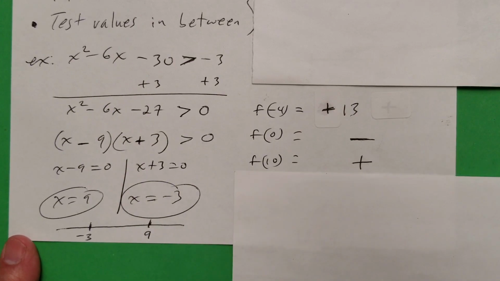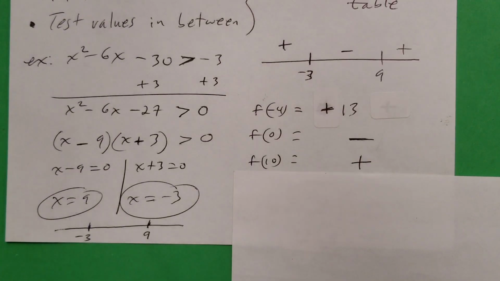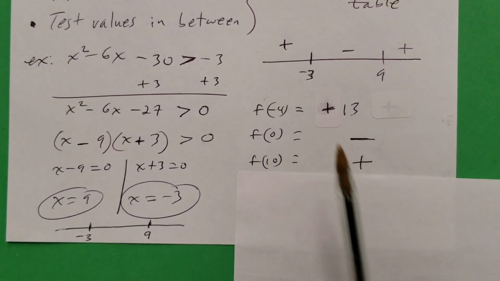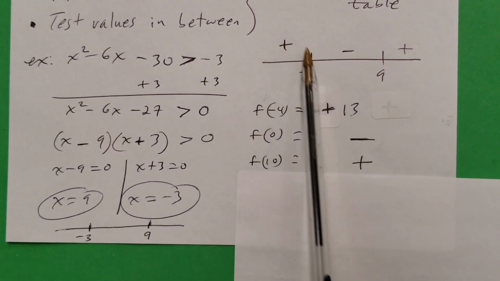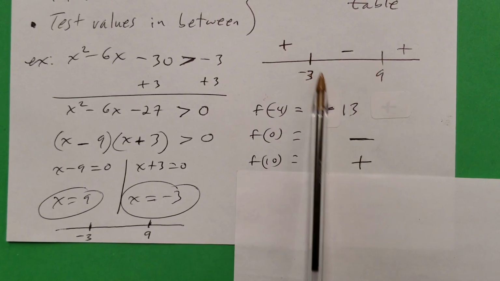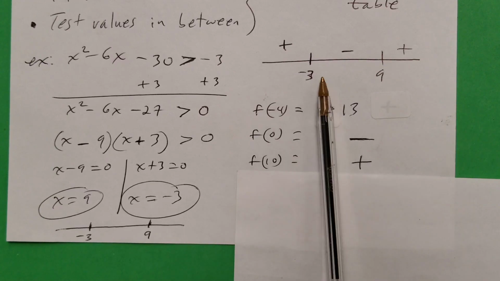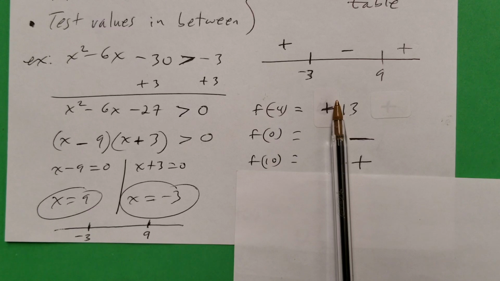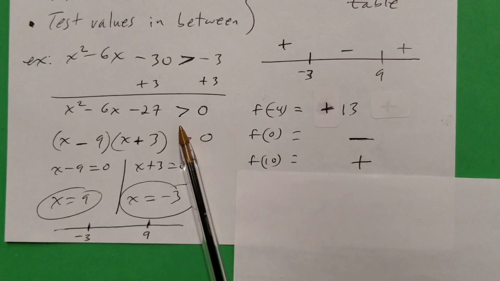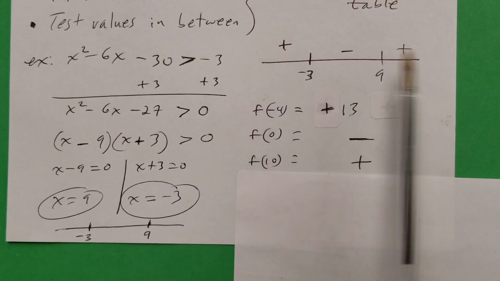I didn't have space to write the positive and negatives. I wrote it up here. So, I know now that the function is up here before -3, then it goes through -3, comes down here, up to 9, and then goes back up. That's what I found out. The question is, when is it greater than 0? That's the question, and the answer is here and here.